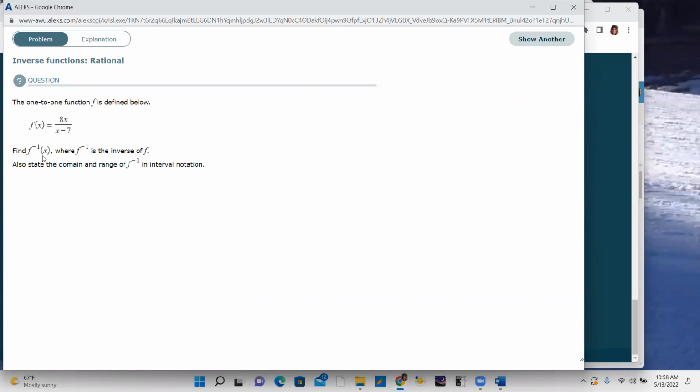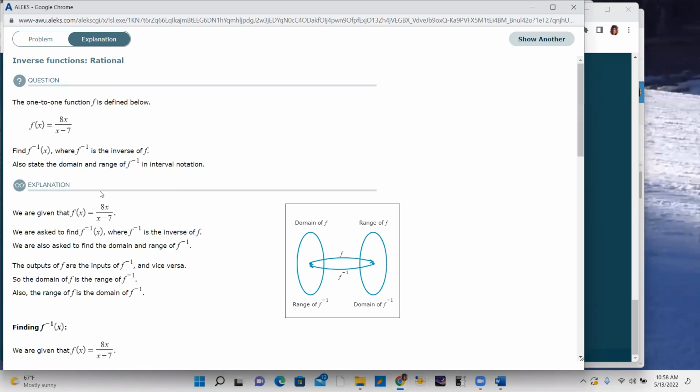All right, find the inverse and state the domain and range in interval notation. We already know the steps for finding an inverse function, those four steps. And then to find the domain and range, it's just going to be the reverse of the domain and range of the original one.